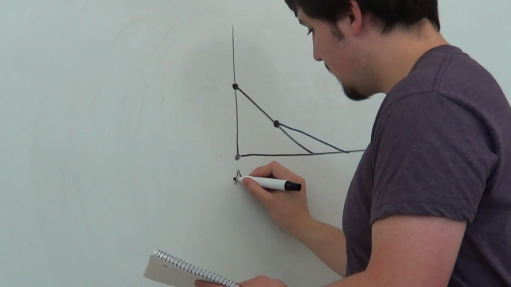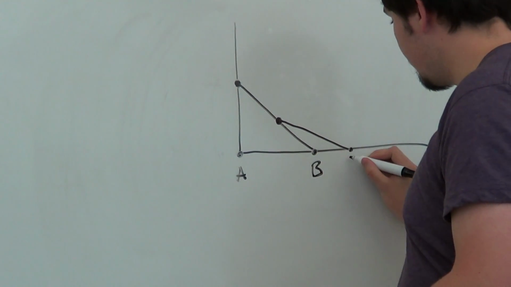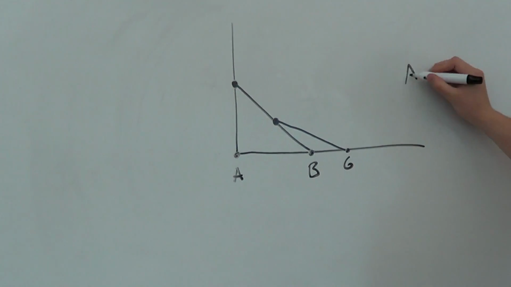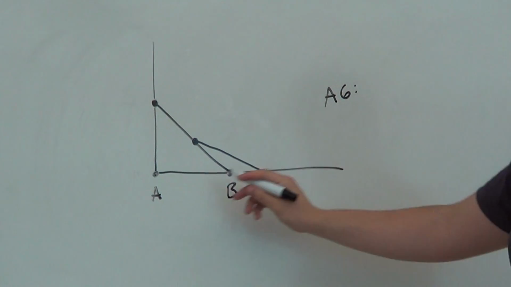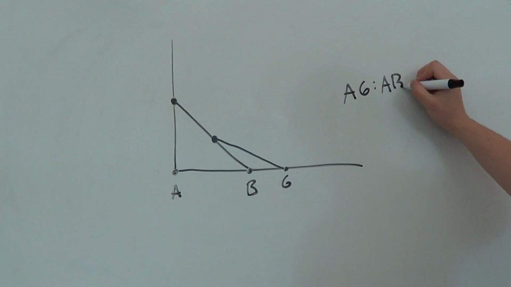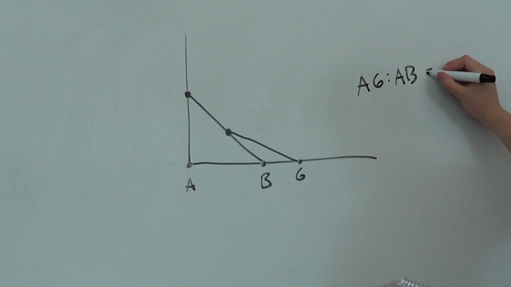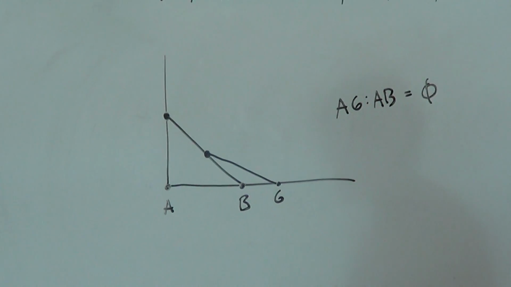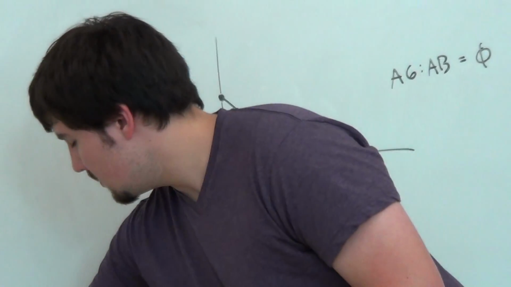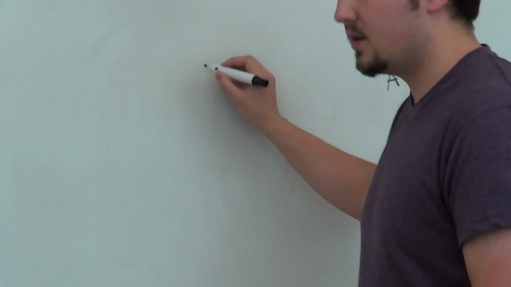And this is going to be A. This point where it intersects is going to be B. This point is going to be G. A to G is the same in proportion to A to B. So this to this equals phi. Another way to show it graphically. That one's better because it's not a limit of something, it's just that.